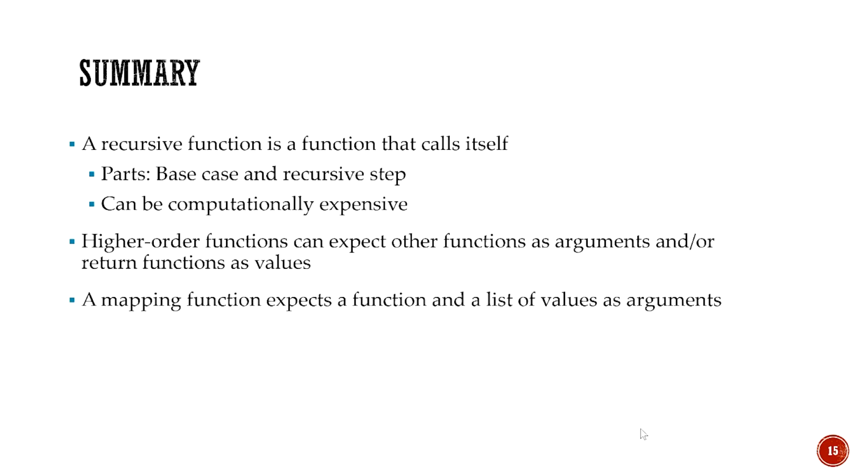So in summary, in this lecture, we learned about functions. We discussed a specific function called a recursive function, which calls itself. There are two parts, base case and recursive step, and overall it can be computationally expensive. So we tried Fibonacci of n, and we saw that if we increase n, then the computational time increases as well. We also discussed higher order functions, which expect other functions as arguments and return functions as values, like map. And a mapping function expects a function and a list of values as arguments.